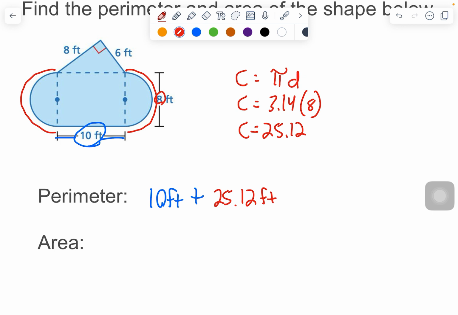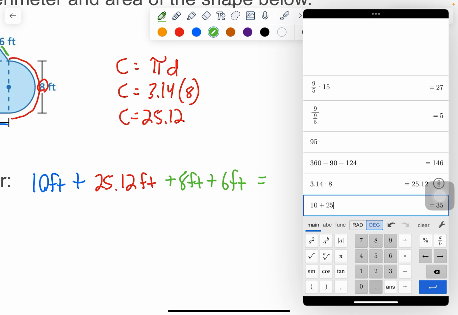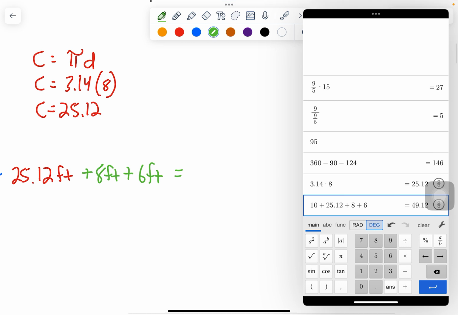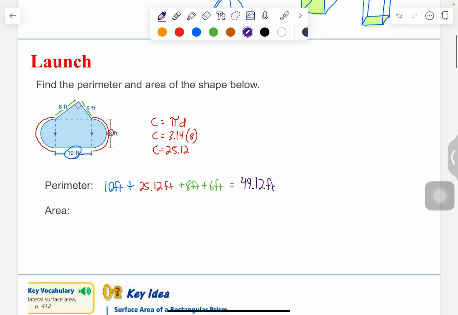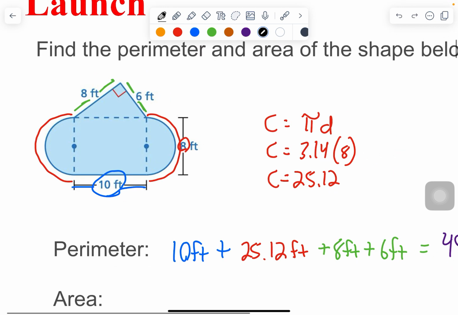And then the last thing I need to do is think about this side of the triangle and this side of the triangle, plus 8 feet, plus 6 feet. So I'm going to add all those up: 10 plus 25.12 plus 8 plus 6, and I'm at 49.12 feet. Not too bad. Perimeter is going to be the outside. One thing we're still working on from last chapter is don't add these dotted lines in here. That's not on the outside of the shape, so it's not considered the perimeter.